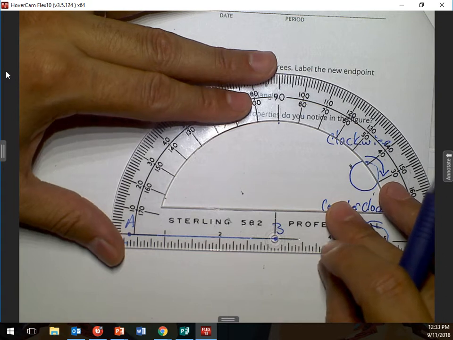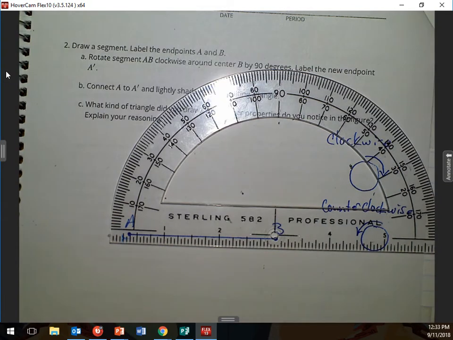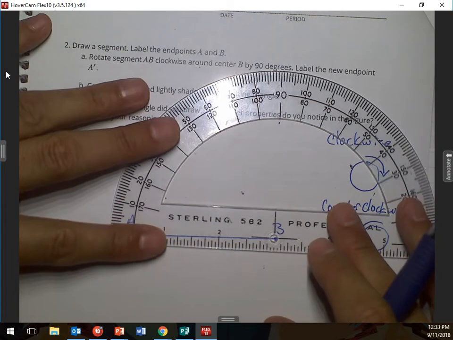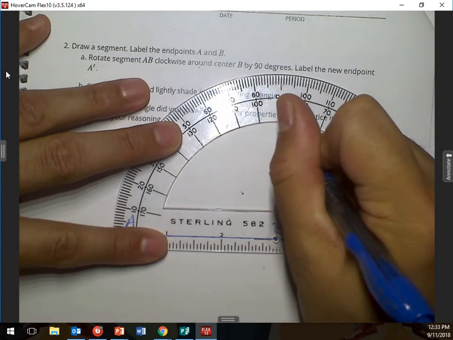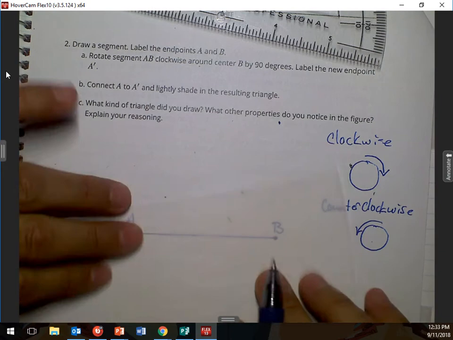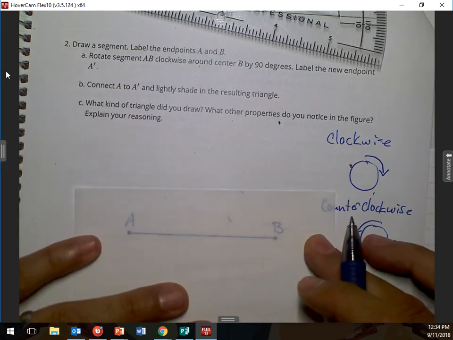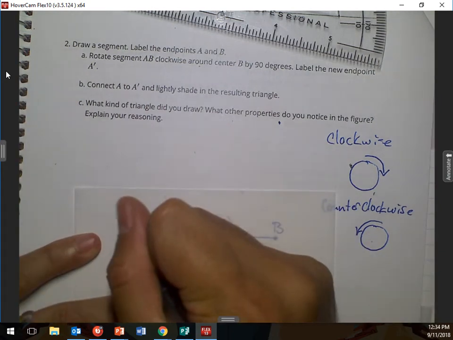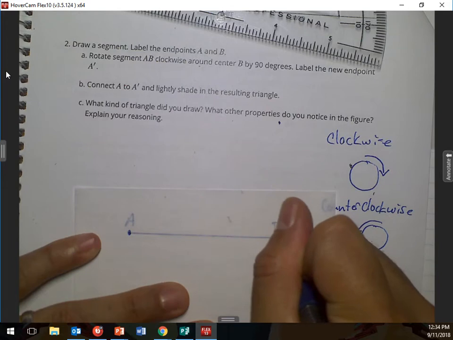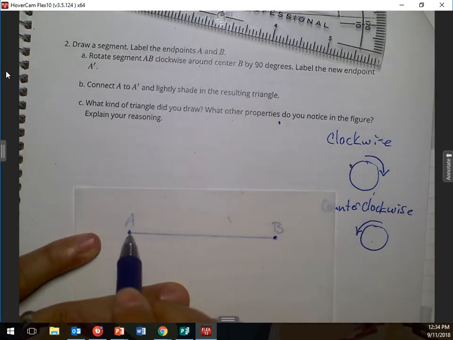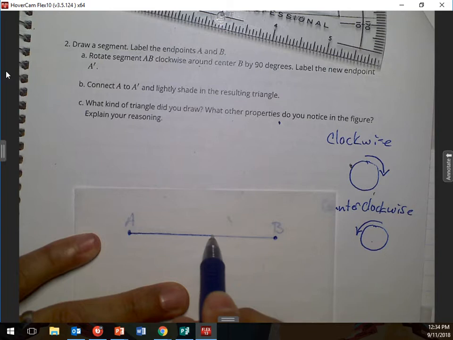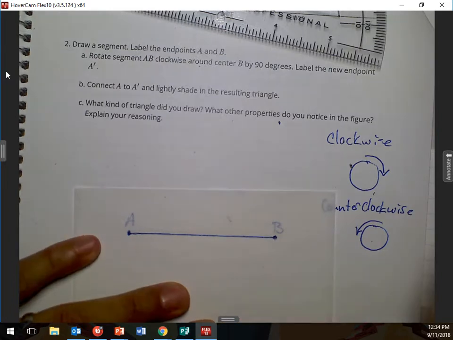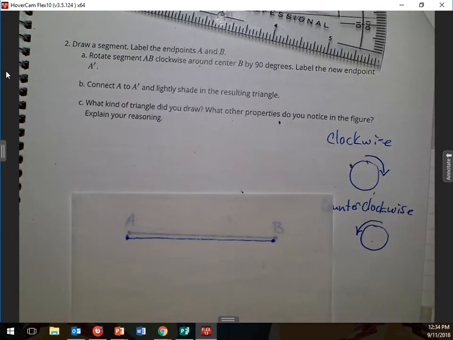Where's that patty paper I had? Actually, I lost mine. I don't know what I did with my patty paper. So we know it's supposed to go up that way, right? It's supposed to go up to here. So since we are going to copy it, let's go ahead and do that.